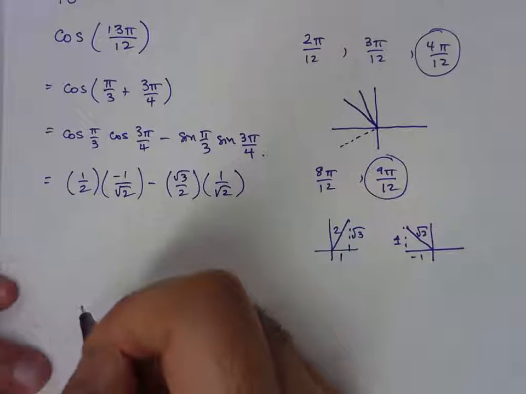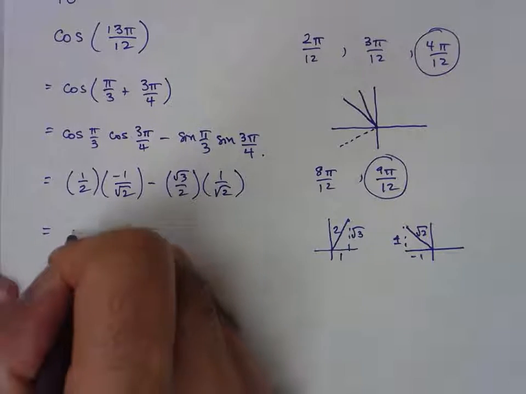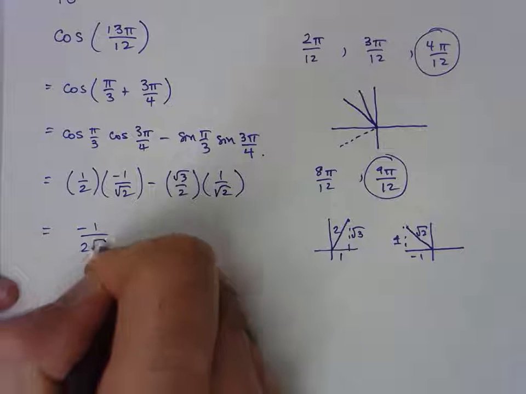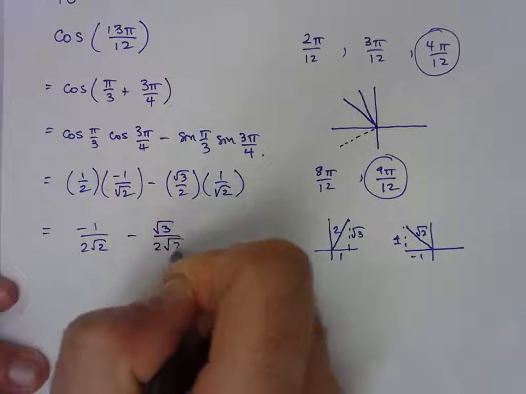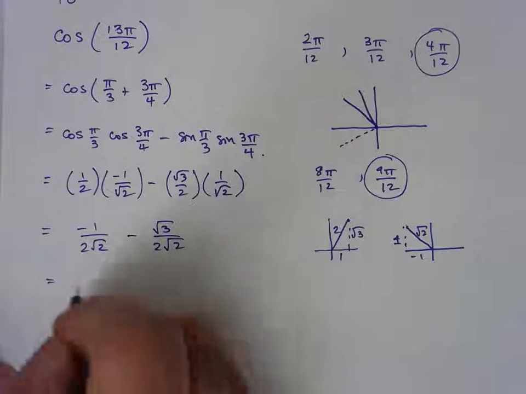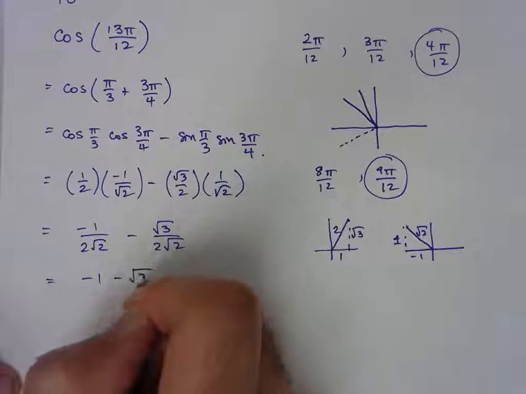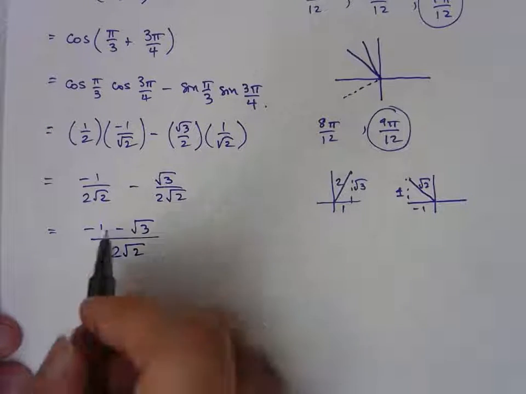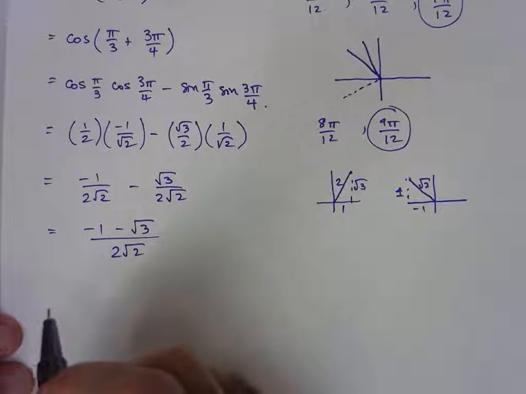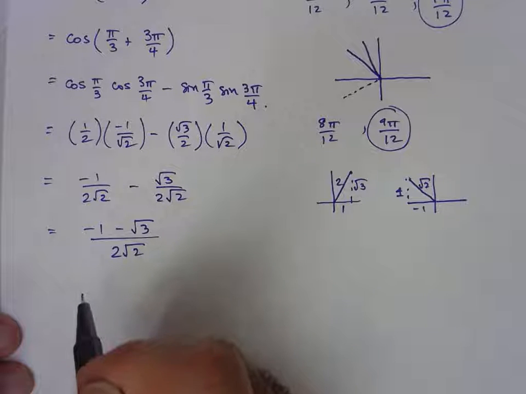Okay, and now it's just a matter of simplifying this here. So here we have negative 1 over 2 root 2 minus root 3 over 2 root 2. Bring together these two fractions, so negative 1 minus root 3 divided by 2 root 2. Okay, and we see here that this is definitely a negative number, and so that makes sense.